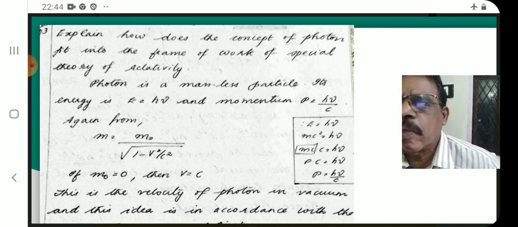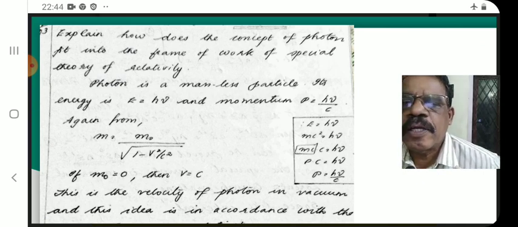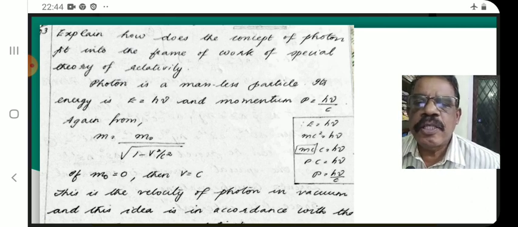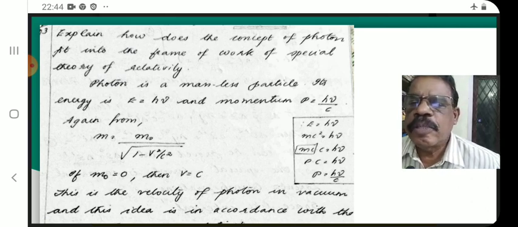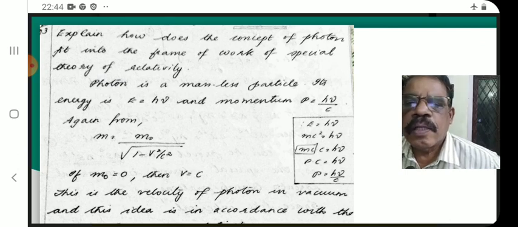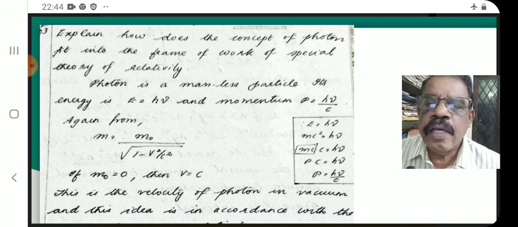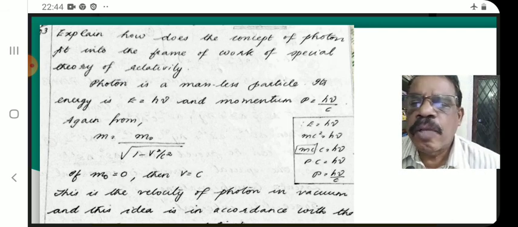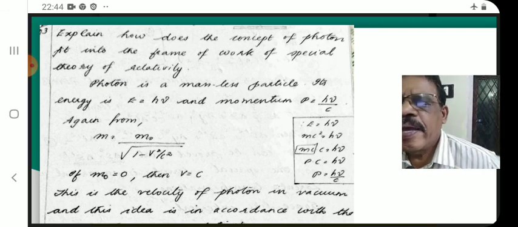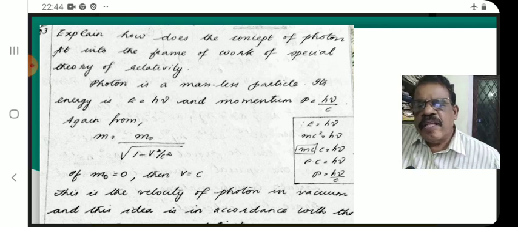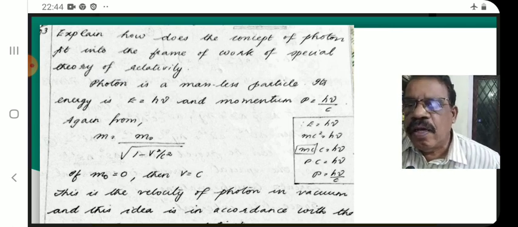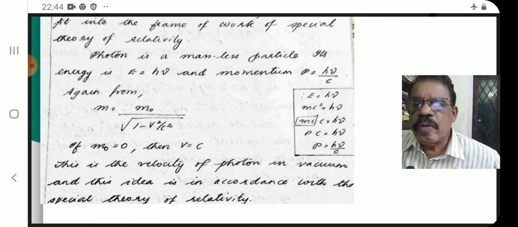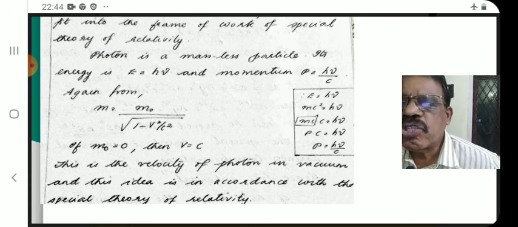Answer: photon is a massless particle. Its energy is h nu and momentum p is equal to h nu by c, or we call it h by lambda. That is the momentum of photon we have seen elsewhere, and here also I have written the proof in the box. You see it. Again, m is m0 by root of 1 minus v square by c square. If m0 is 0, rest mass is 0, then from the above equation we get v is equal to c.